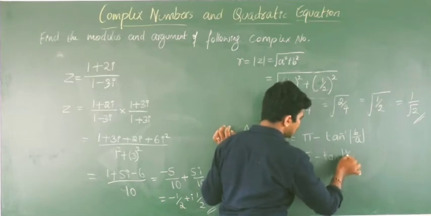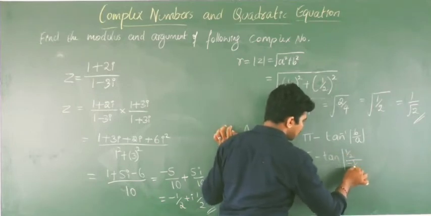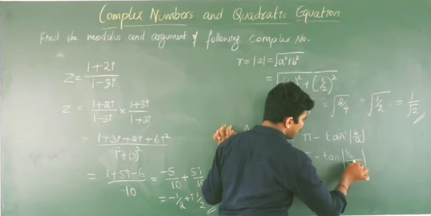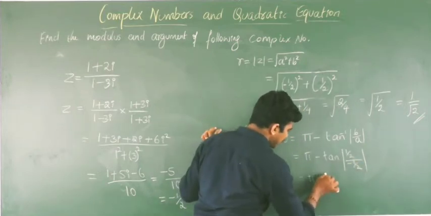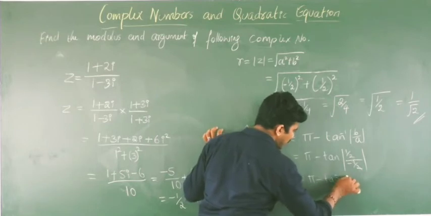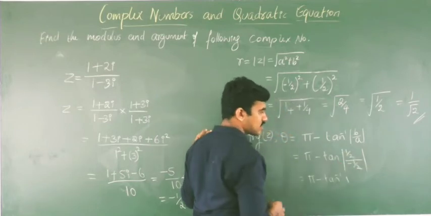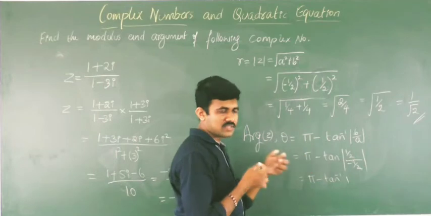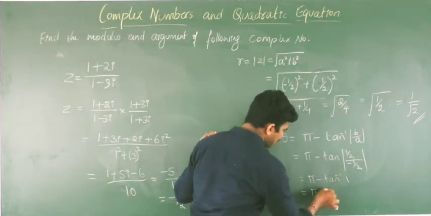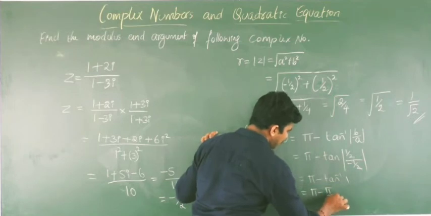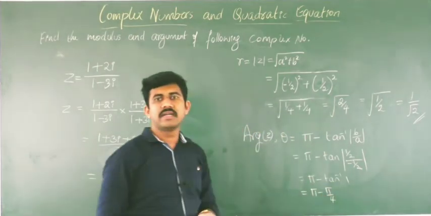B is nothing but 1 by 2. A is nothing but minus 1 by 2. Again 1 by 2, 1 by 2 get cancelled. We will get pi minus tan inverse of 1. Again we will get here minus 1, modulus of minus 1 is plus 1. So, pi minus tan inverse of 1 is nothing but pi by 4, because again we know tan 45 degree is equal to 1.